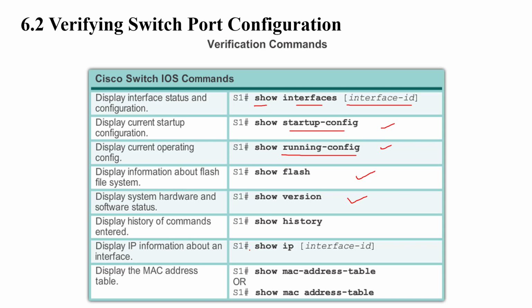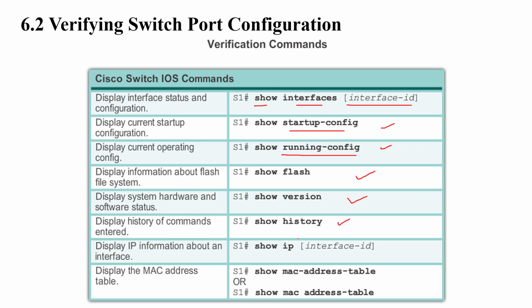Then show history. We already studied this command in the routers in lecture number 3. By default, the history will store 10 commands. You can increase the size of your history, or you can decrease the size of the history. We already discussed the history command in the router in lecture number 3.